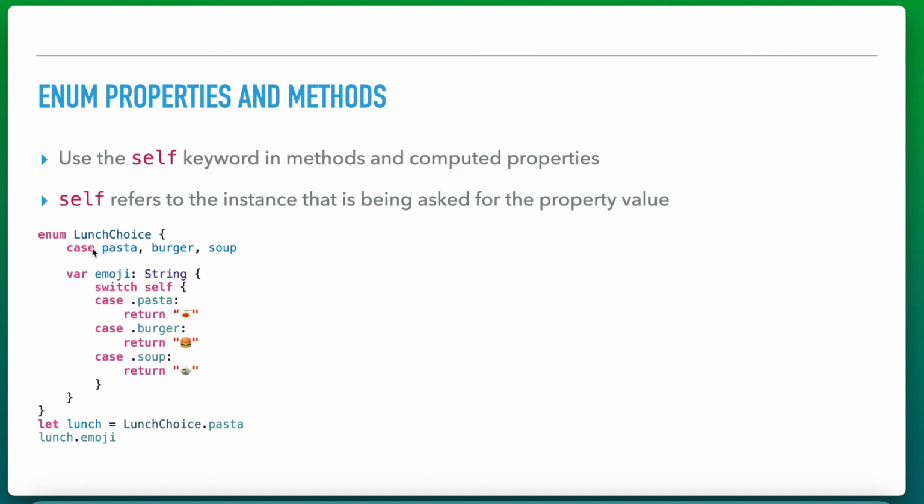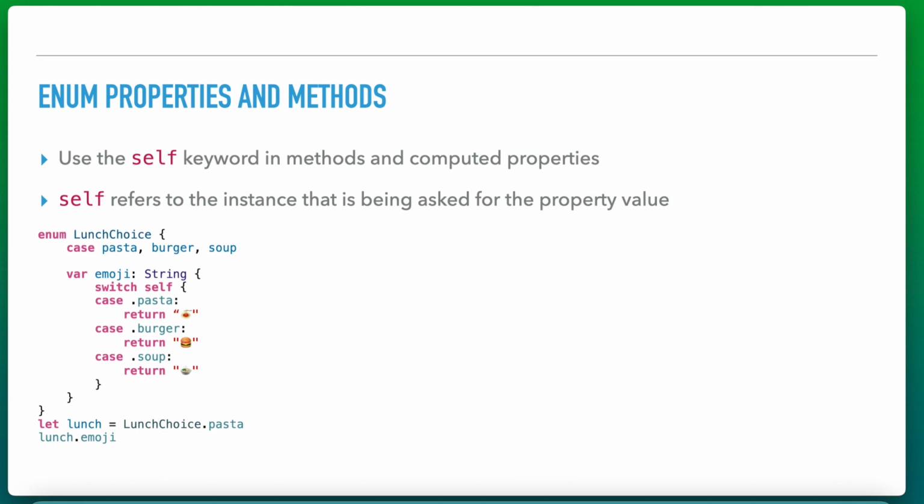So let's take a look at this lunch choice enumeration. We have a variable emoji, that's a string type, and a switch on our self. Okay. So a switch on our self will give us a case for pasta, burger, and soup. We set up our initializer in the same way, and we can access our emojis by tapping into lunch.emoji.